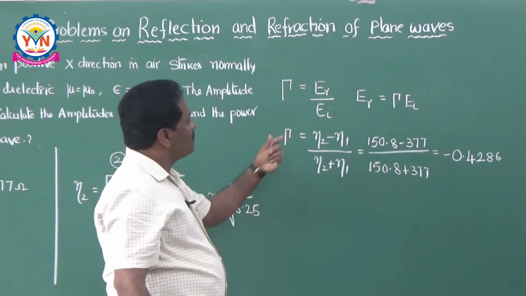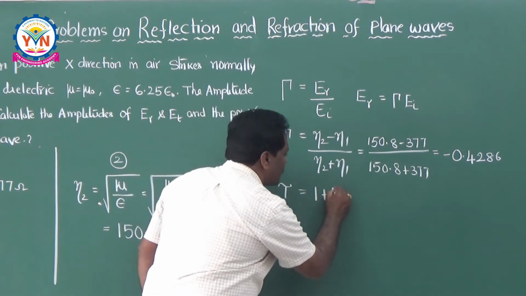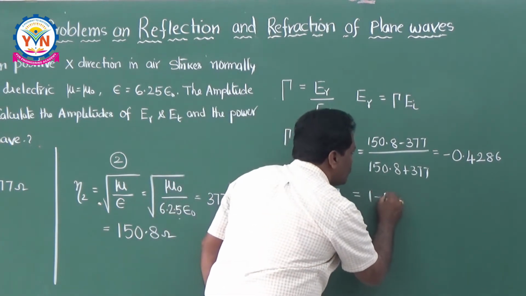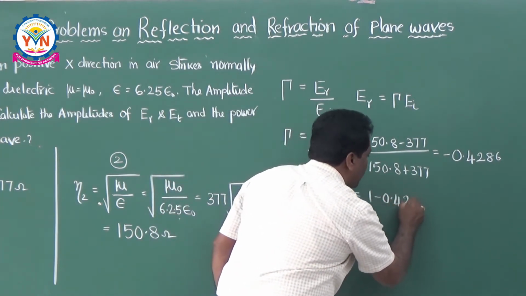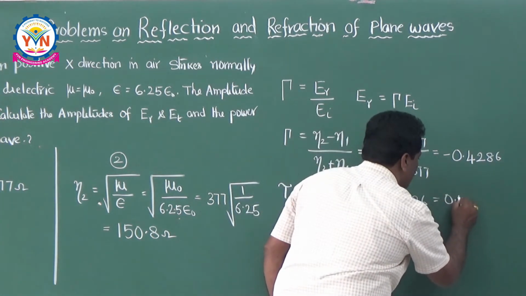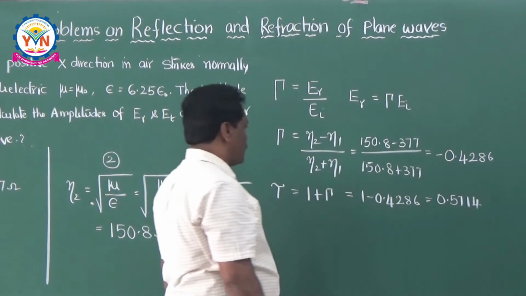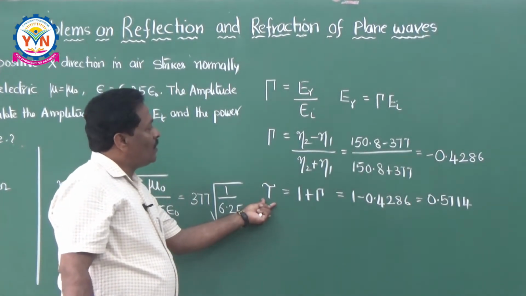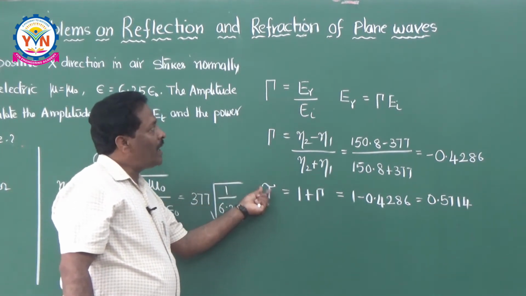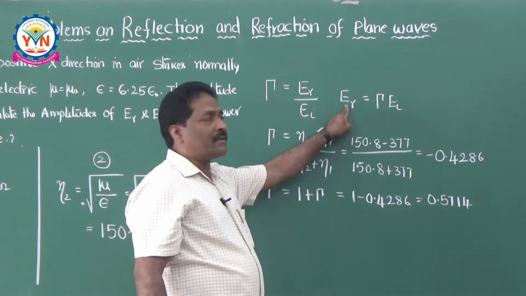At the same time, transmission coefficient tau is equal to 1 plus reflection coefficient gamma, that is equal to 1 minus 0.4286, that is equal to 0.5714. This is your transmission coefficient tau. Once the reflection coefficient and transmission coefficient are known, you can calculate your reflected electric field intensity.